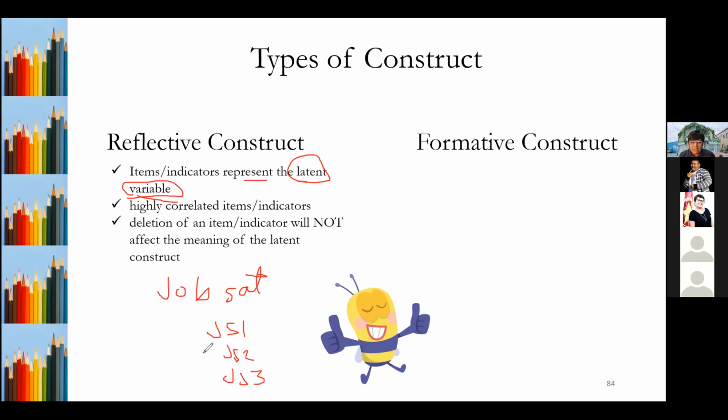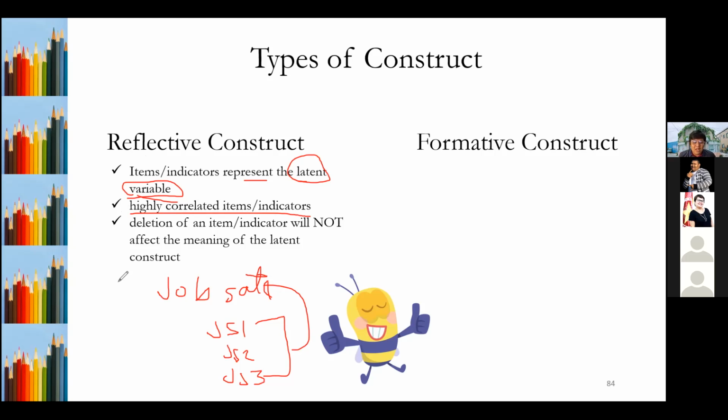One of the characteristics of a reflective construct is that all the items, these 3, or indicators really represent job satisfaction. Number 2, a reflective construct is characterized by highly correlated items or indicators. What do I mean when we say highly correlated items or indicators? It simply means that if the respondents are answering the items for job satisfaction, their answers are usually moving in one direction.